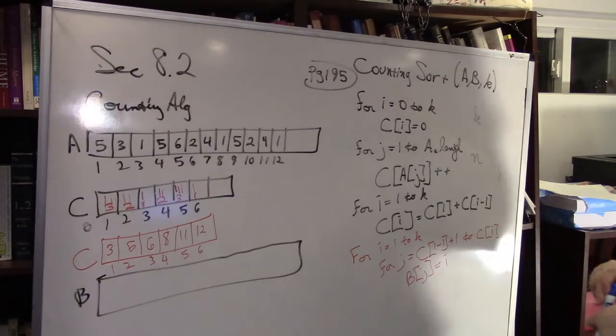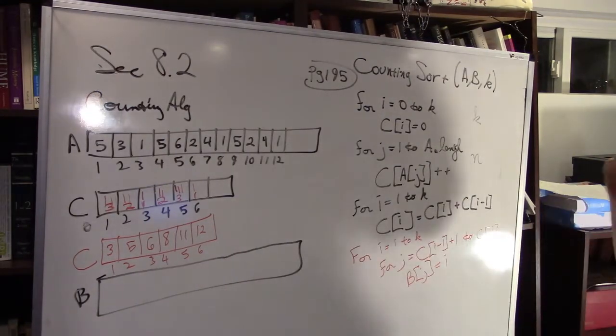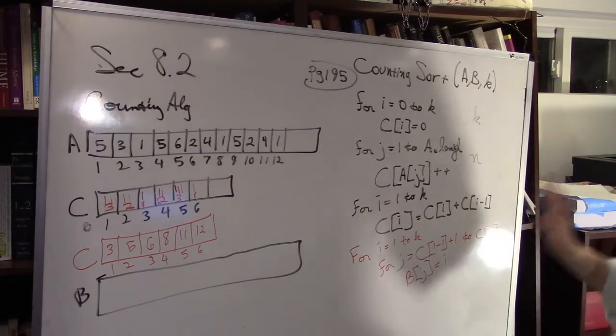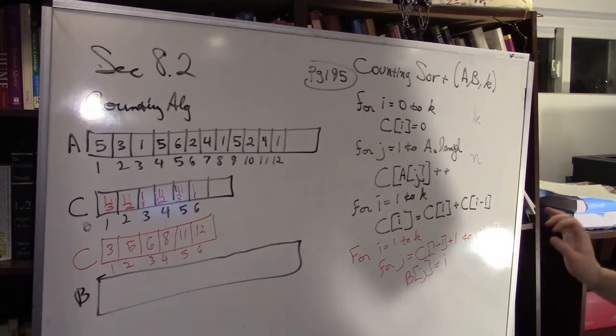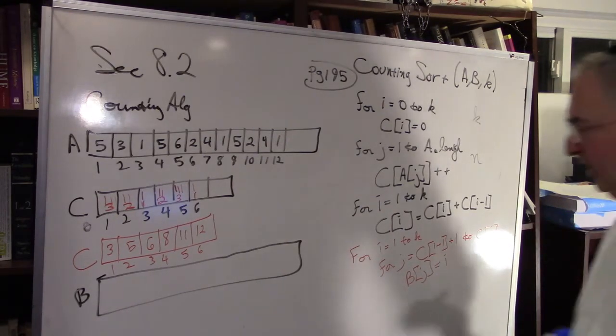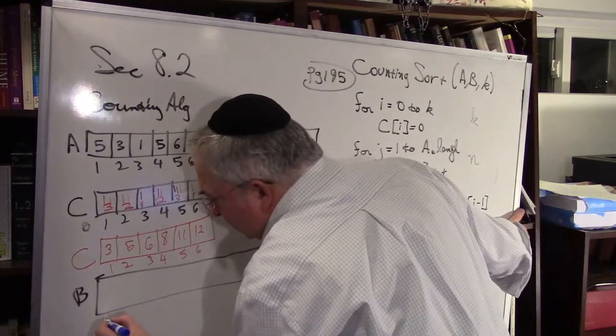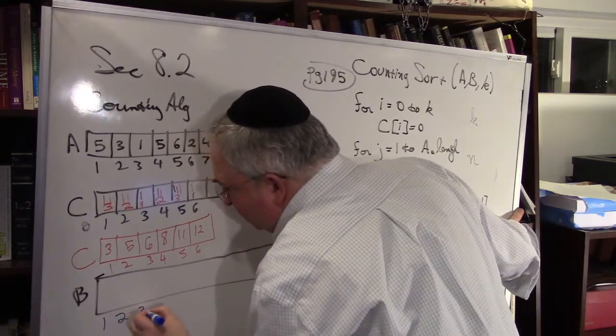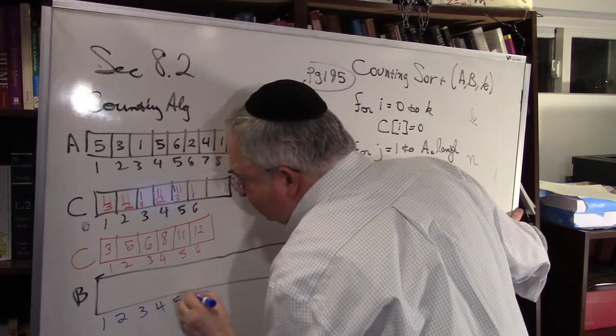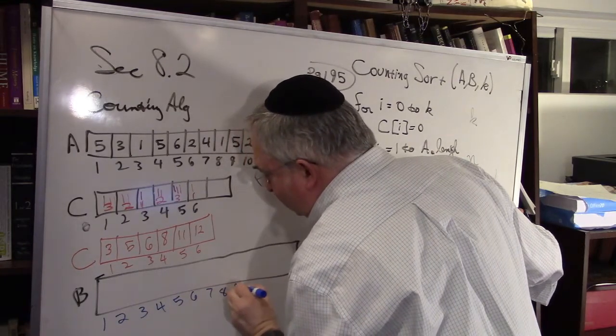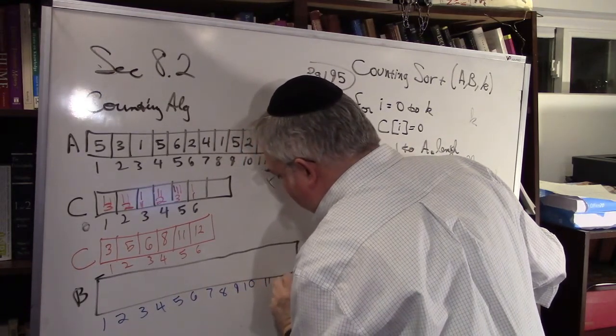Okay, now for the next part. So here's the way I would do it, and again, this is in red. It's wrong, but I'll show you why it's wrong, and that's the more interesting question. Okay, so let's put down, we have 12 things here. 1, 2, 3, 4, 5, 6, 7, 8, 9, 10, 11, 12.